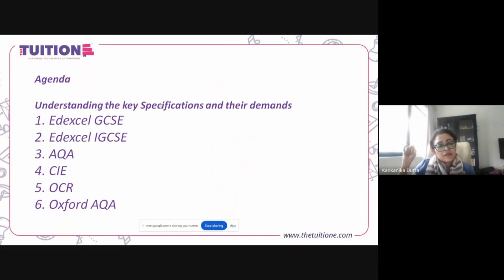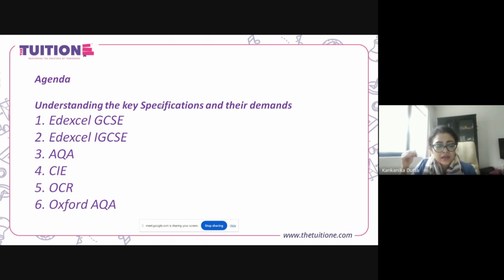Today, I'm going to give you an overall view of these 6 curriculum types that are used by the UK board. All are under the UK board. Most of you are familiar with Edexcel GCSE, IGCSE, AQA, CIE, OCR, and Oxford AQA.